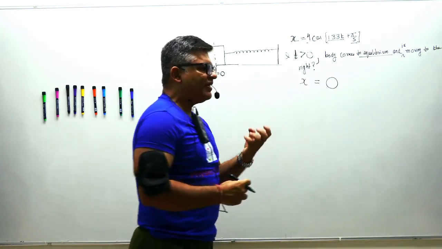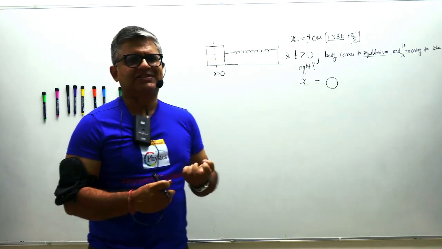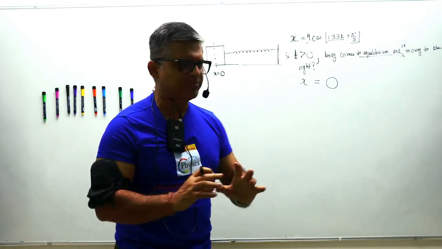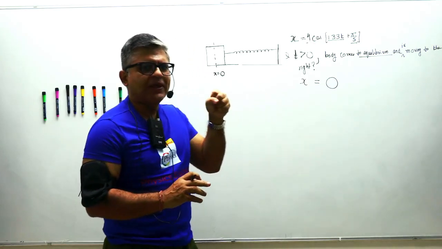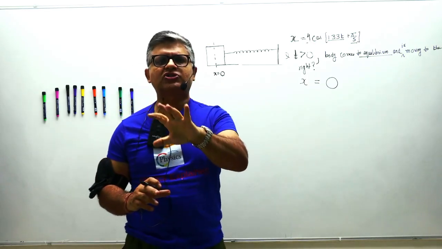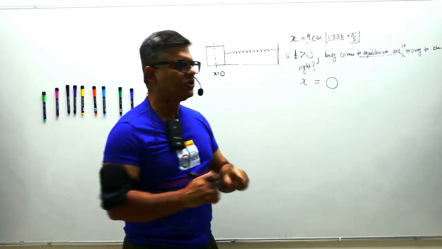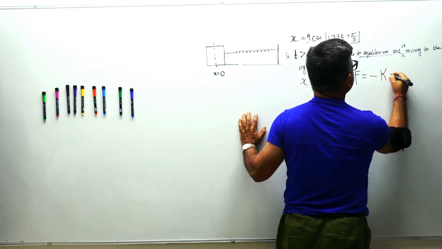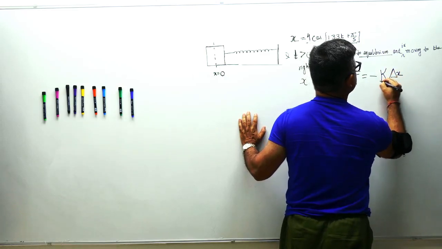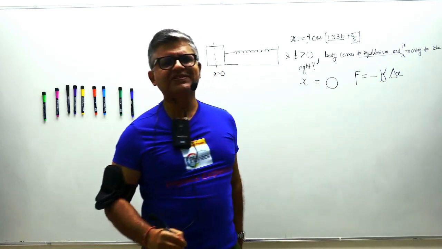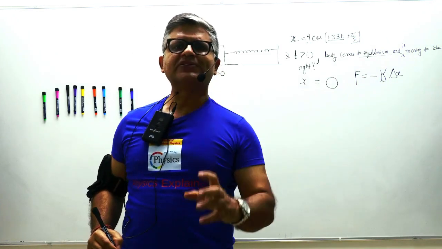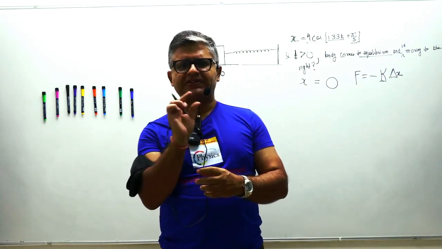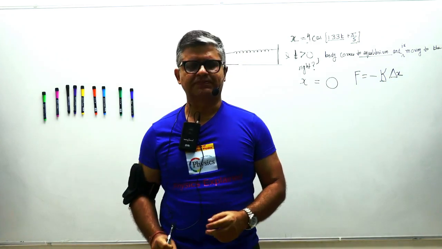Because if you have a spring which is not stretched, what is the x for that? It is an unstretched spring. When you start pulling the spring, you start applying Hooke's law, which is F equal to minus k delta x. K is the stiffness constant or the spring constant for the spring. Delta x is the amount of displacement from the equilibrium position.